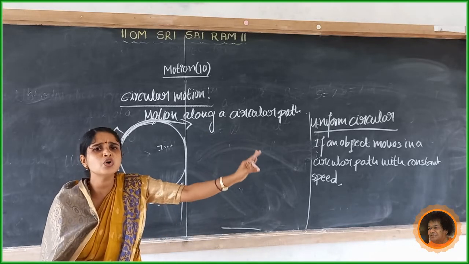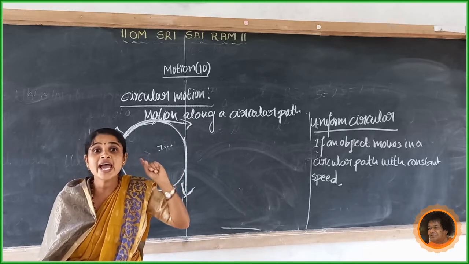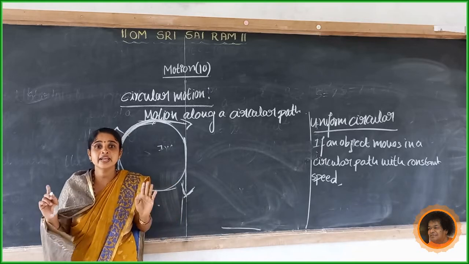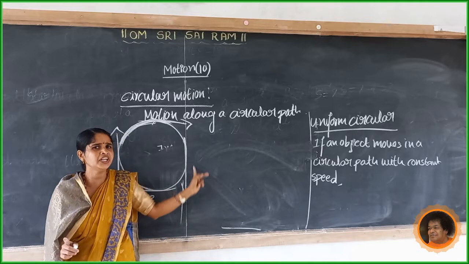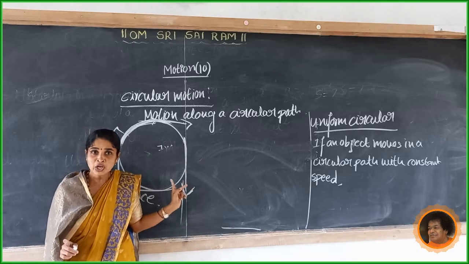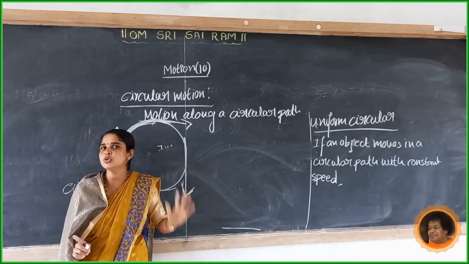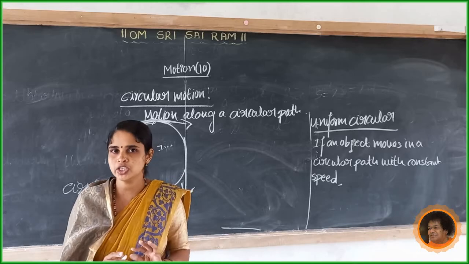So this uniform circular motion is an accelerated motion. What is the definition of acceleration? The rate of change of velocity. Here velocity changes continuously, so it is an accelerated motion. Uniform circular motion is an accelerated motion.